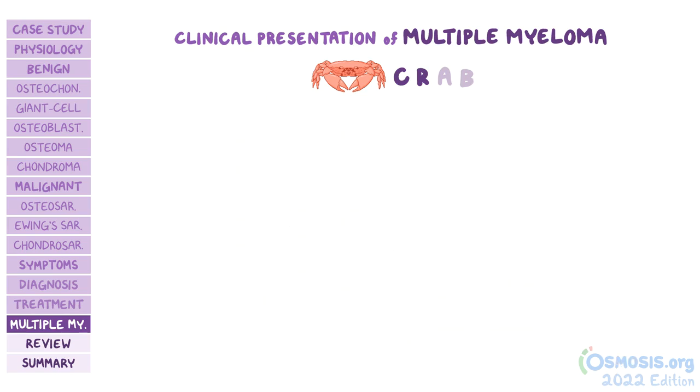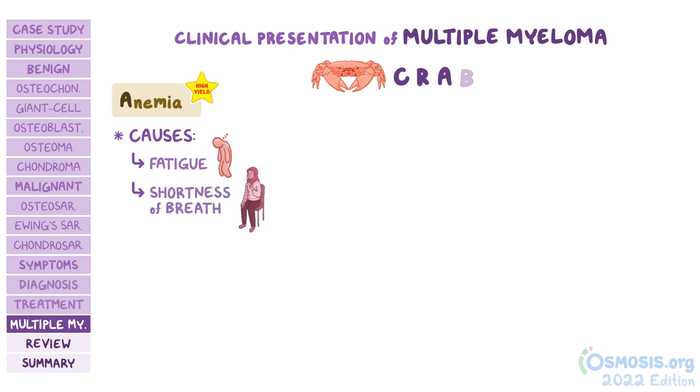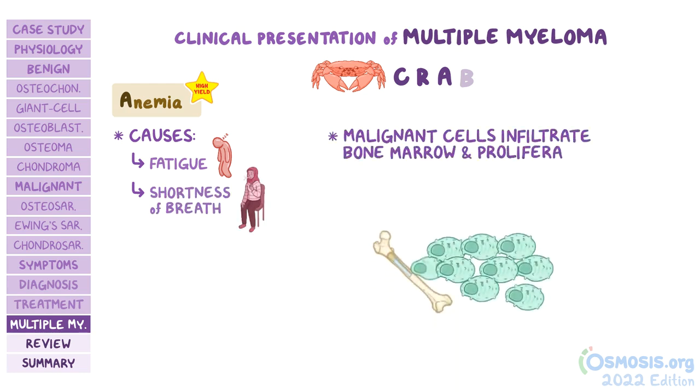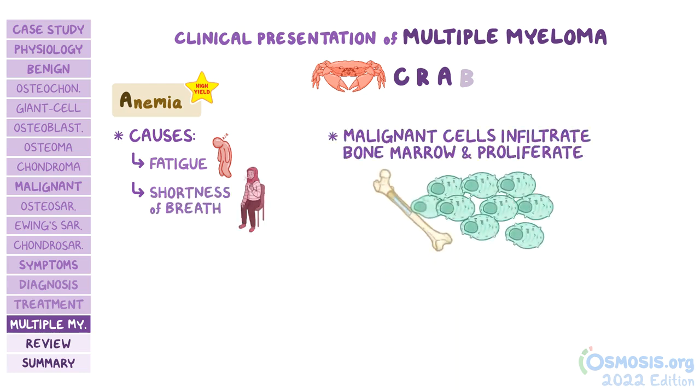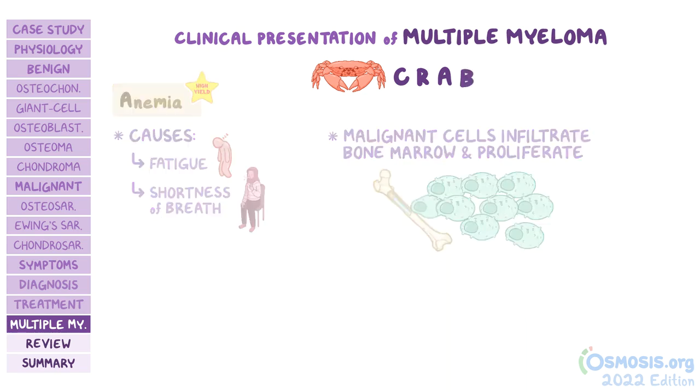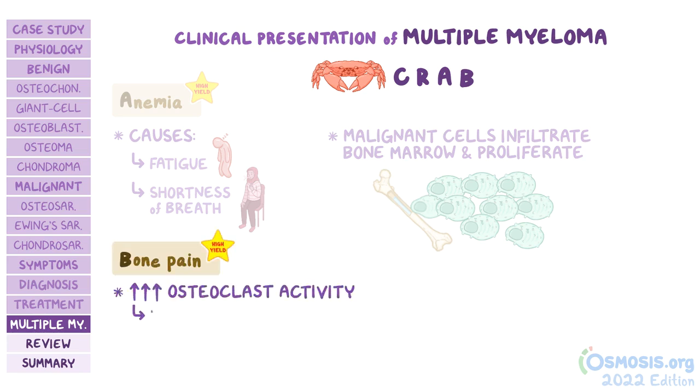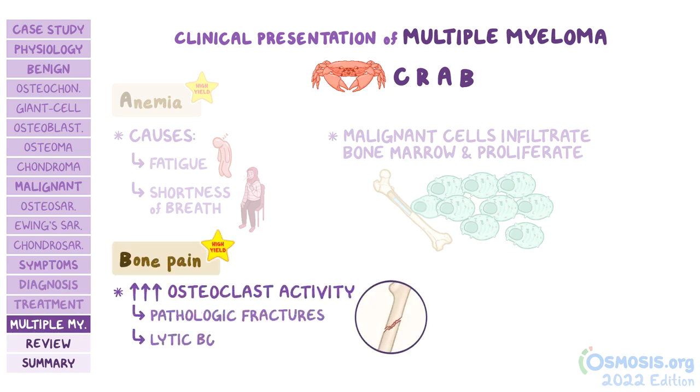A is for anemia, which causes fatigue and shortness of breath. Anemia occurs because the malignant cells infiltrate the bone marrow and proliferate, crowding out the normal cells that form components of the blood. Finally, B is for bone pain, which is due to increased osteoclast activity causing pathologic fractures and lytic bone lesions.